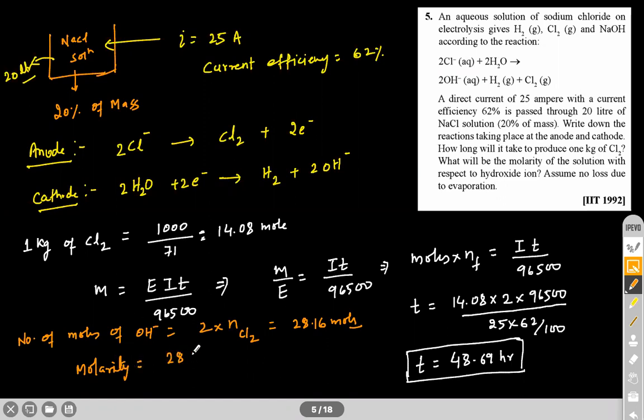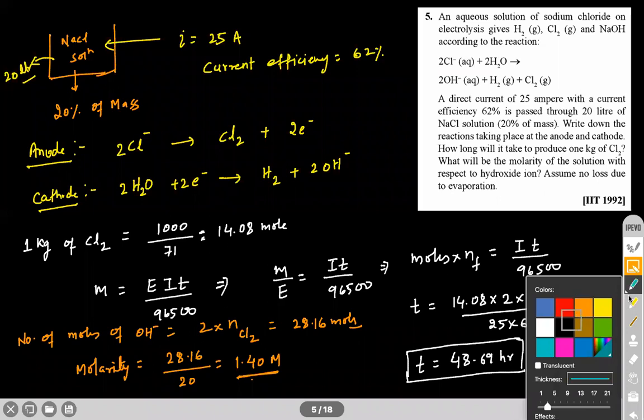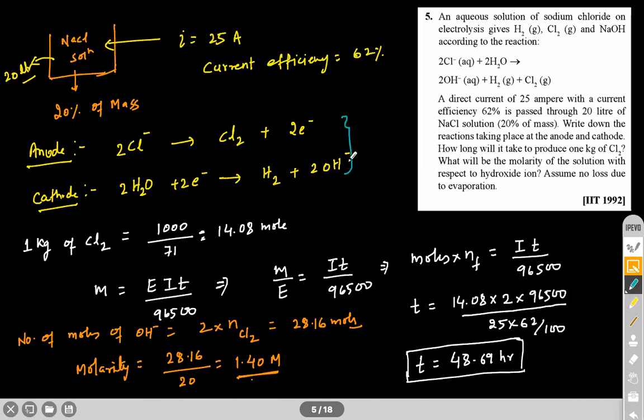So 28.16 divided by the volume, which is given as 20 liters, right? So this divided by 20, it is 1.40 molar solution we get. So the answer for this question, you see, the first answer is the reaction at anode and cathode. The second answer is how long it will take to produce 1 kg of chlorine. And the third answer is the molarity of the solution is 1.4 molar.